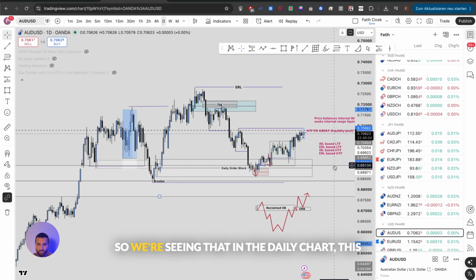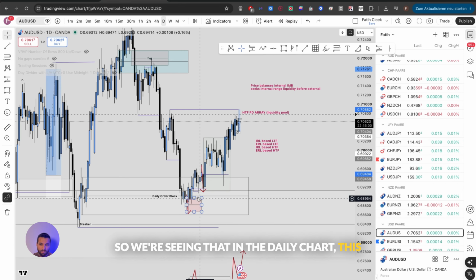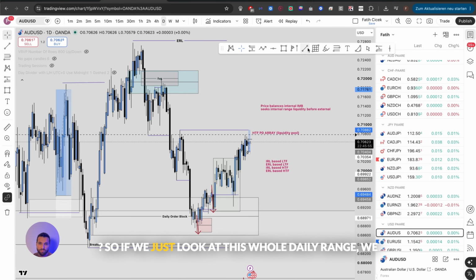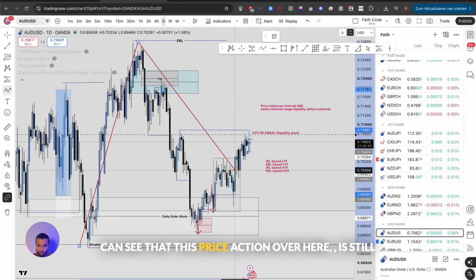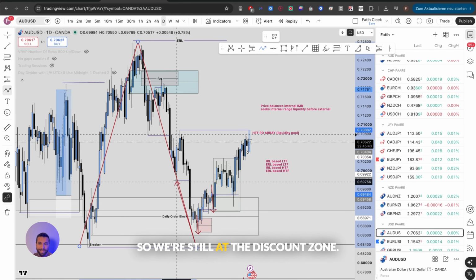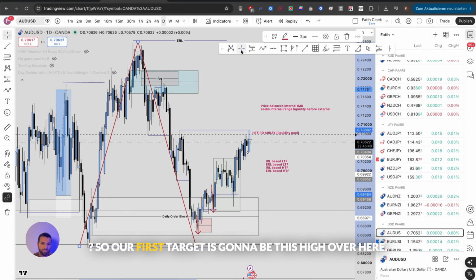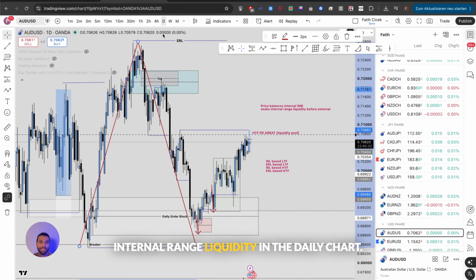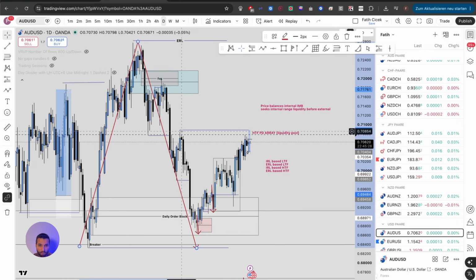In the daily chart, this whole price action is still in the discount zone. If we look at this whole daily range, we can see that this price action is still at the bottom 50% of the range. So we're still in the discount zone. Our first target is going to be this high over here. That's going to be low resistance, internal range liquidity in the daily chart.